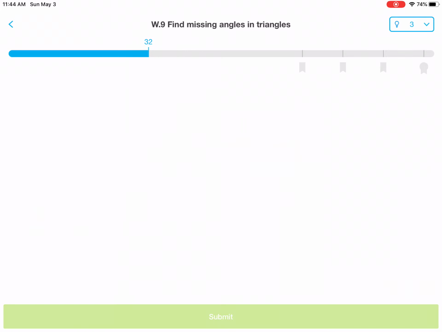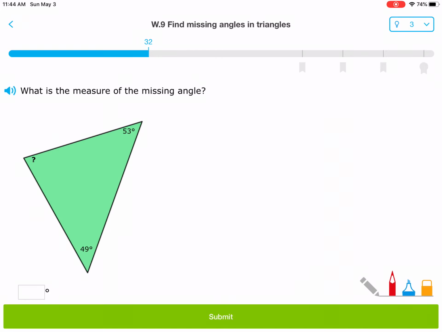This IXL shouldn't take you very long at all. You're literally just subtracting the two angles they give you from 180 degrees.